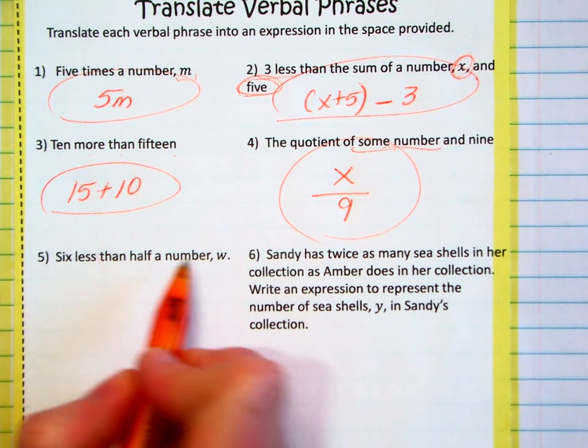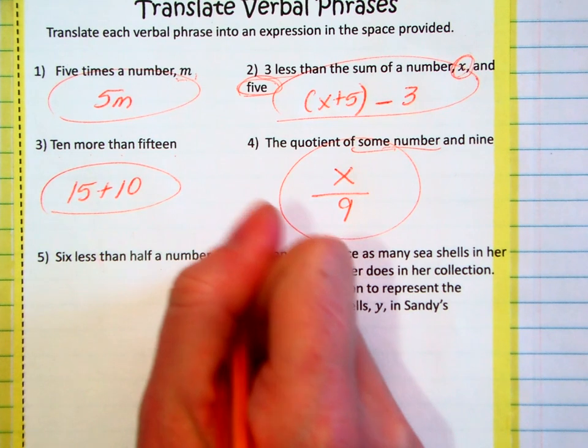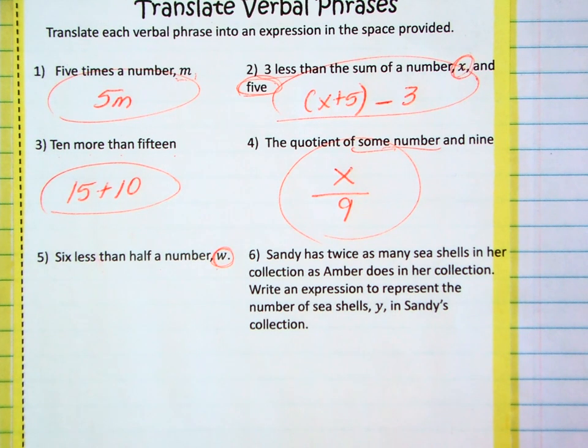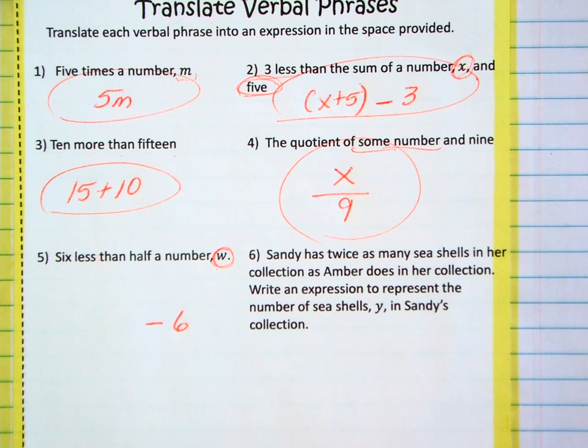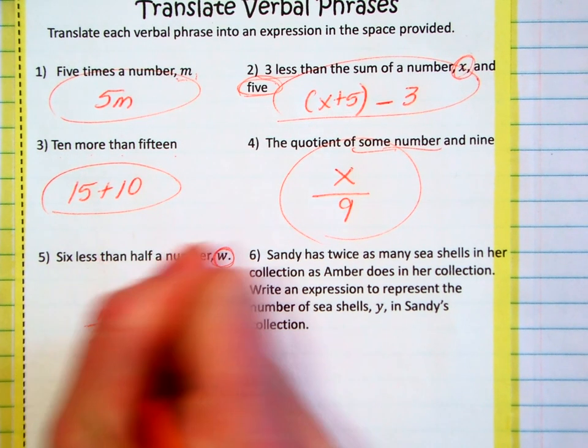6 less than half a number, and they want that number to be represented by W. 6 less, minus 6, than half of W. 1/2 W.